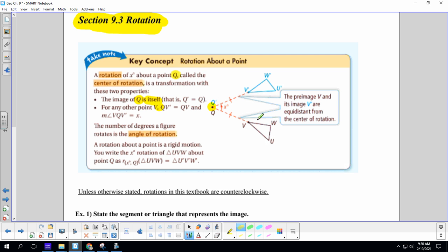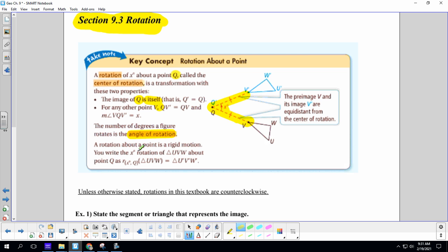For any point V, right here, the distance from Q to V is equal to Q prime to V prime. So the distance is preserved. And the angle between V and V prime, this little guy here, is equal to x. The number of degrees a figure rotates is the angle of rotation. A rotation about a point is a rigid motion.